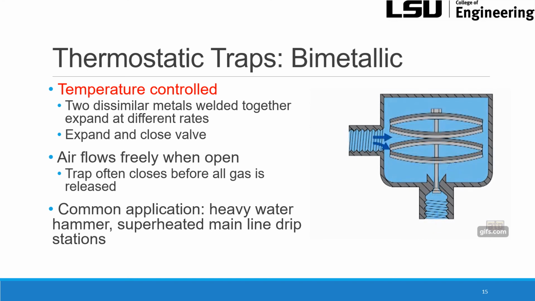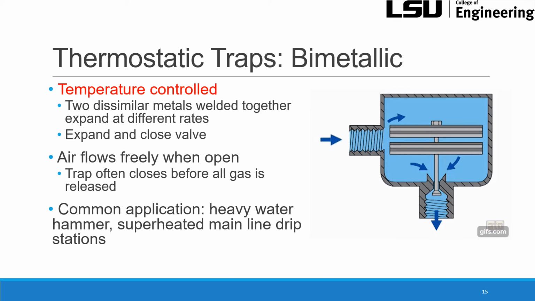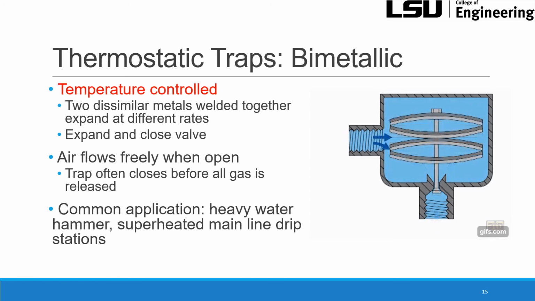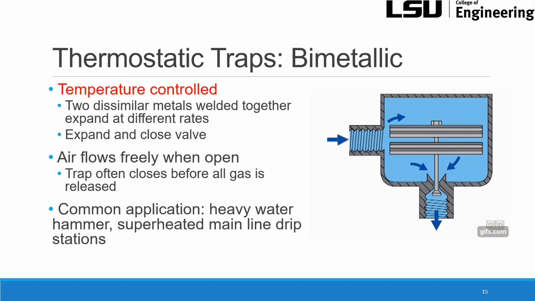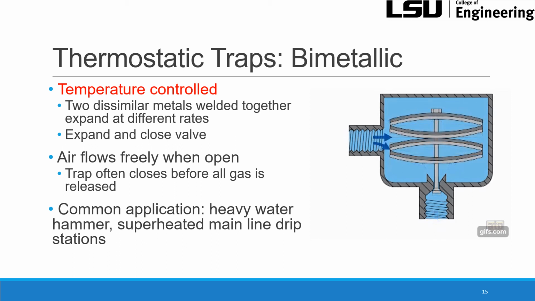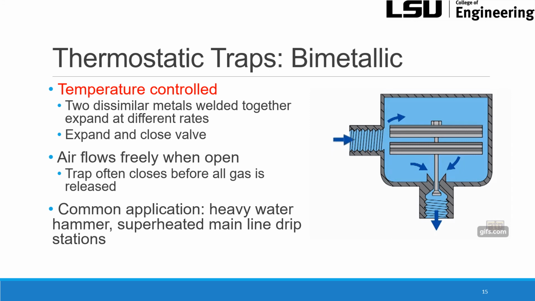Like the other two traps, air freely flows when this is open. However, this trap often closes early because it often activates at a temperature below the saturation temperature of water, which means that there's often gas left within the trap. This also means that water logging occurs within this trap as well. The benefit of this trap is that it can withstand heavy water hammer though, and its main use is in a drip station.